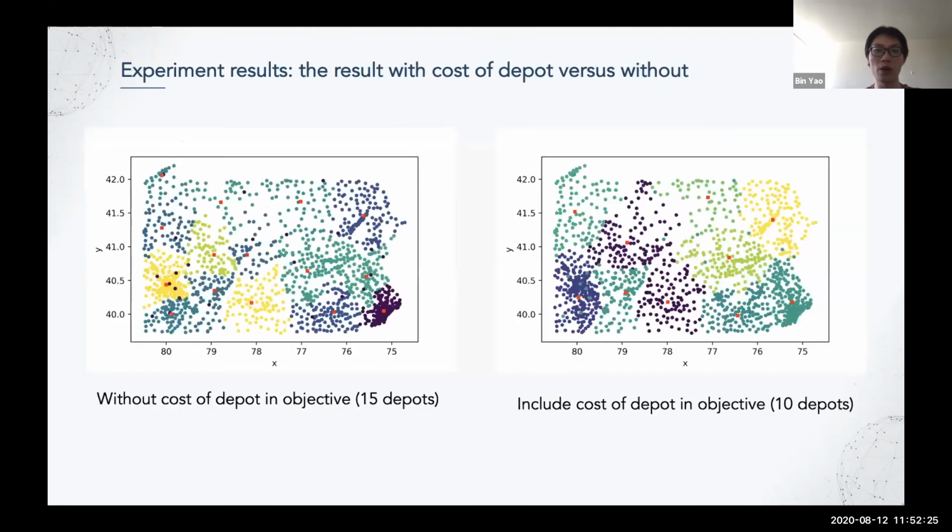And I want to talk about the first question, which is to compare the different objectives. On the left side, we exclude the cost of the depot in our objective. So it turns out to have 15 depots. Because the function aims at reducing the routing cost, the total cost is not important here. After we include the cost of depots, the model will be more careful, so it will try to reduce the number of depots.